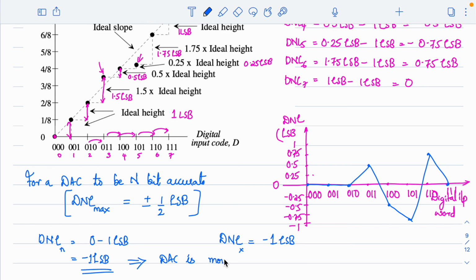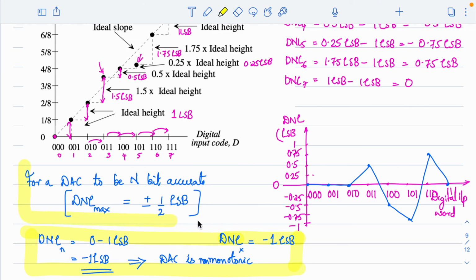So generally we say that monotonicity is something which is required for a DAC. For every increment at the input, there should be a corresponding change at the output. But whenever your DNL value is equal to -1 LSB, we say that the DAC is non-monotonic. That means the DAC is not responding for 1 bit change at the input, right? So this is something very important for a DAC: when your DNL is -1 LSB, the meaning is the DAC is non-monotonic.